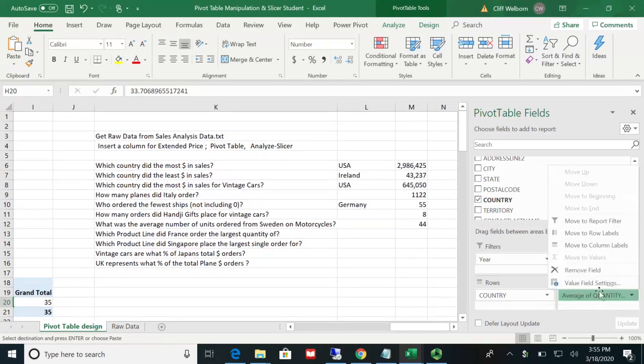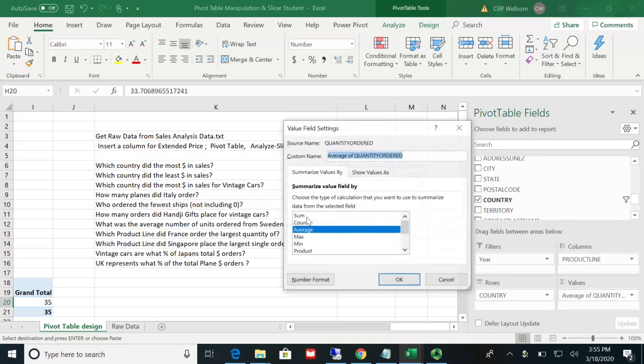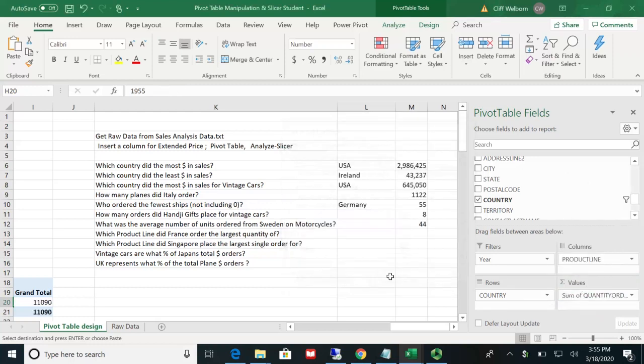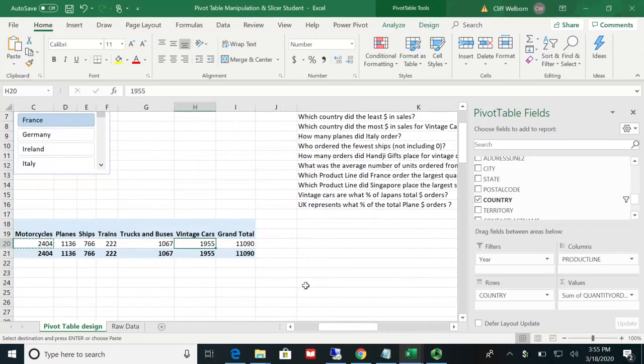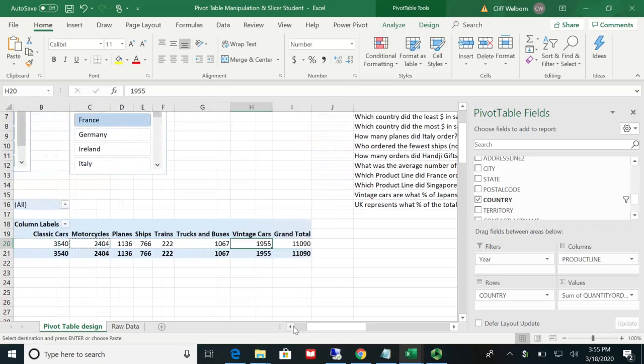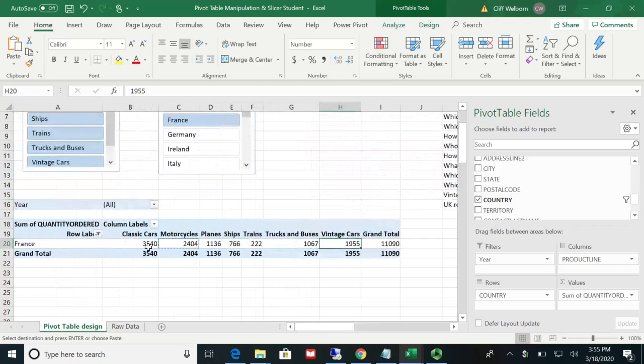So we're not talking about an average anymore. We're back to the sum. And we're not looking at dollars. We want to sum up the quantities. So if we look at classic cars, 3,540.